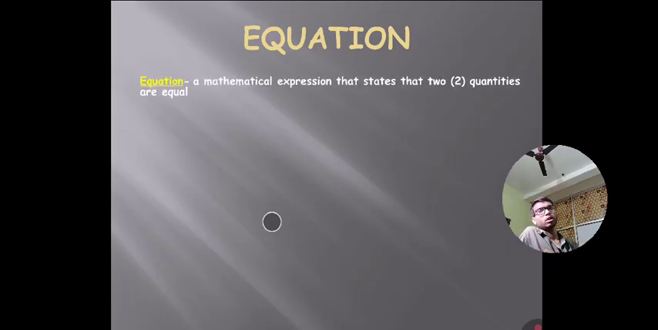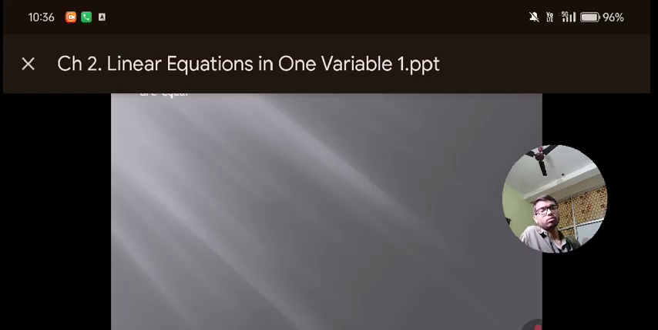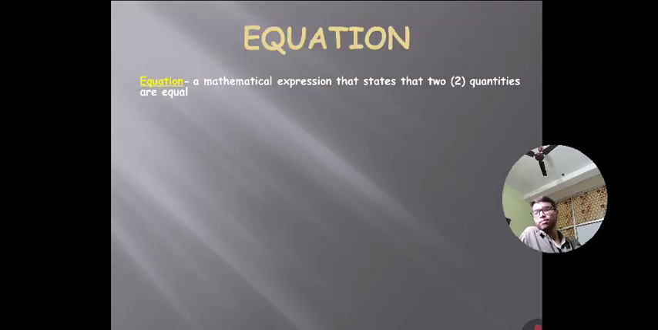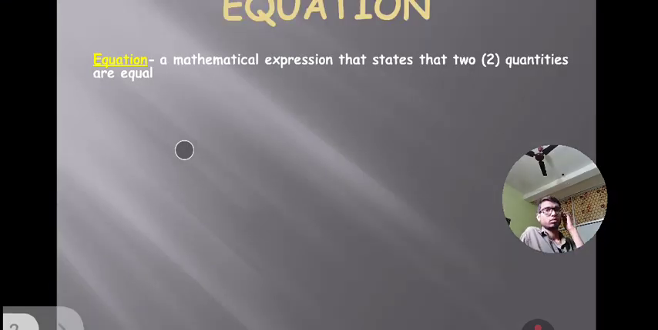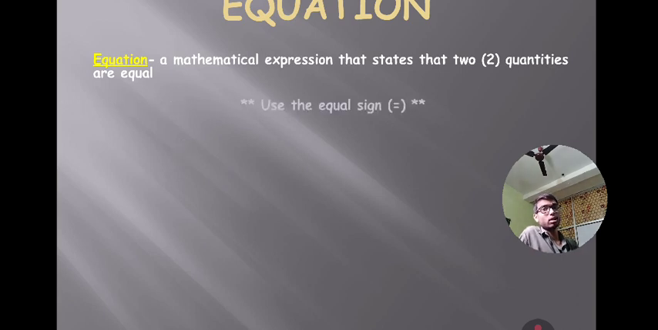Now we have this equation, a mathematical expression that states that two quantities are equal. Two quantities. With an example, let's try to understand. In an equation we apply equal. Without this equal, the equation would be incomplete.